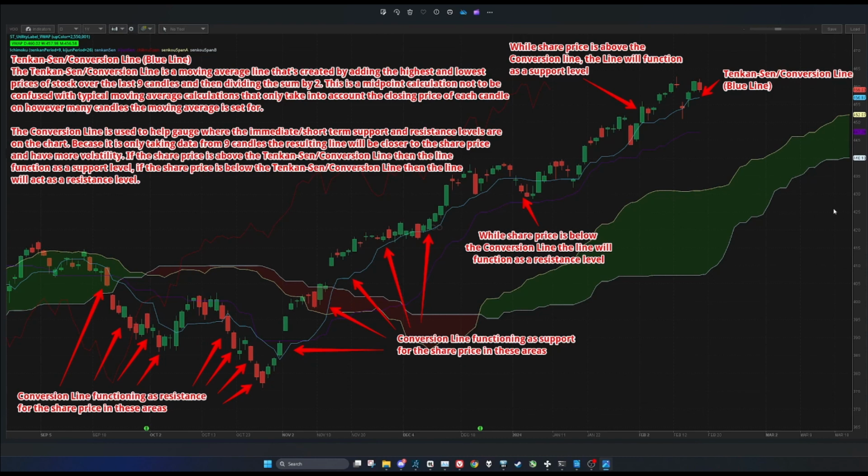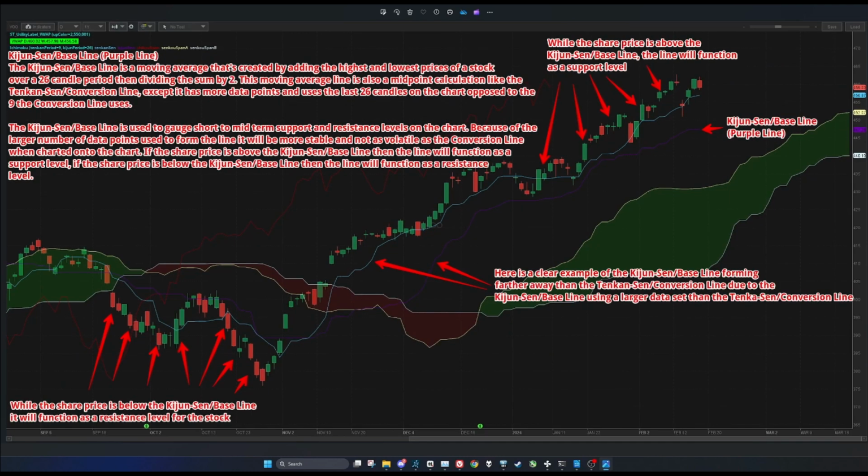So the next line we're going to be going over is the Kijun-sen baseline. The Kijun-sen baseline is going to be your purple line here. This one is also a moving average. It's using the same midpoint calculation as the Tenkan-sen conversion line. However, it's using a longer time frame. So instead of the last 9 candles, we're taking the last 26 candles, taking the highest and lowest prices of the last 26 candles on your stock, adding them together, and then dividing them by 2. And that's how you get this Kijun-sen baseline put onto the chart.